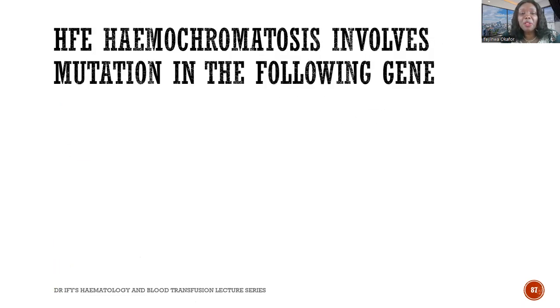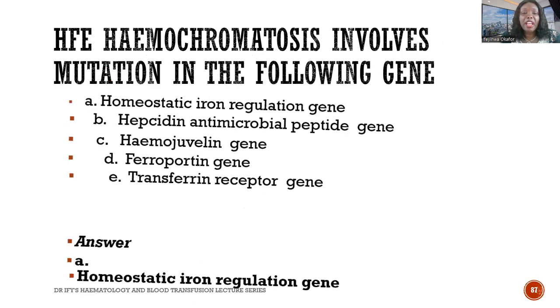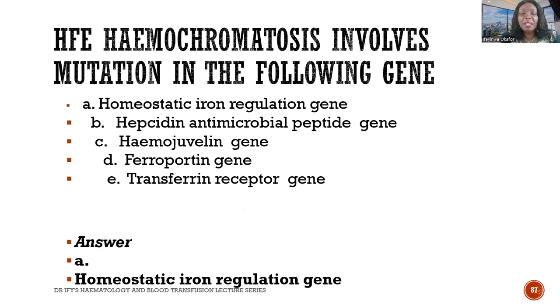HFE hemochromatosis involves mutation in the following gene. The HFE: A, hemostatic ion regulation gene, B, hepcidin antimicrobial peptide gene, C, hemojuvelin gene, D, ferroportin gene, E, transferrin receptor gene. Answer: A, hemostatic ion regulation gene.